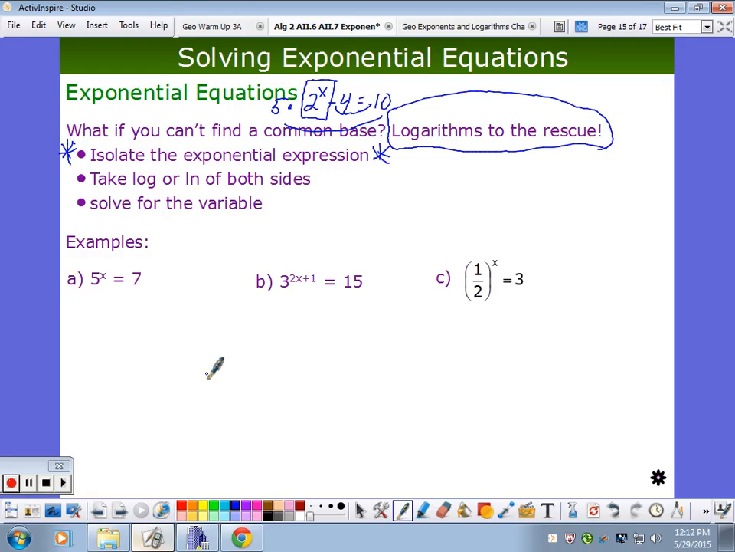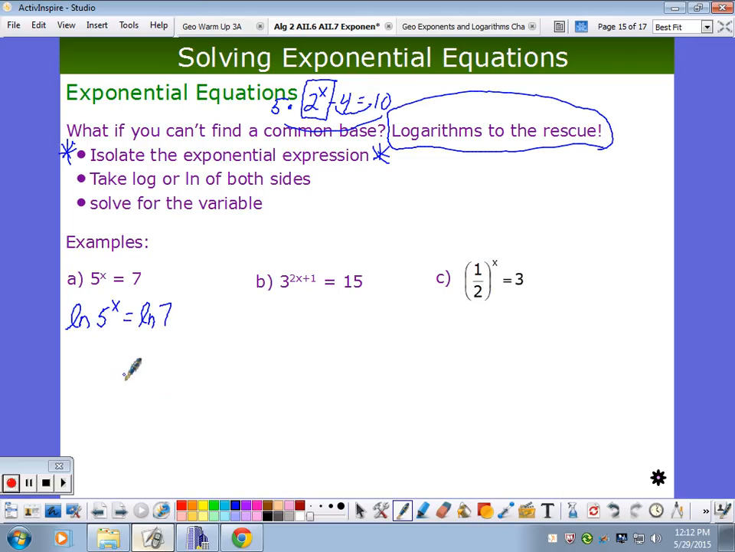Let's see. Okay. So if I have 5^x equals 7, I'm going to take the log of both sides. And I tend to use natural log. You can use log base 10 or natural log. It doesn't matter. So ln of 5^x equals ln of 7. Whatever you do to one side of your equation, you do to the other. Taking the log of both.